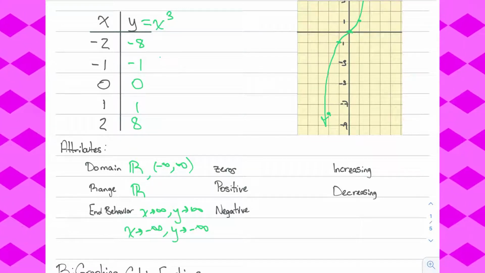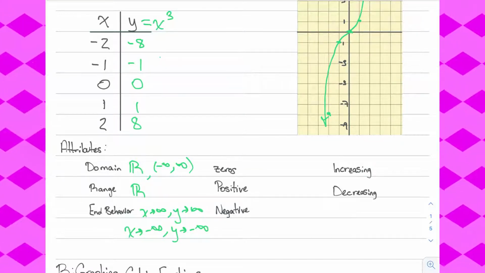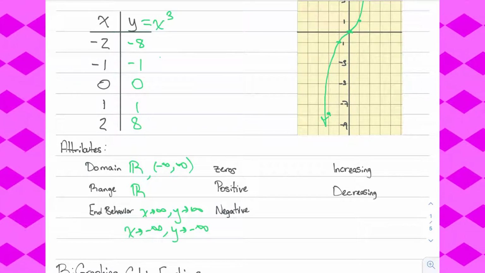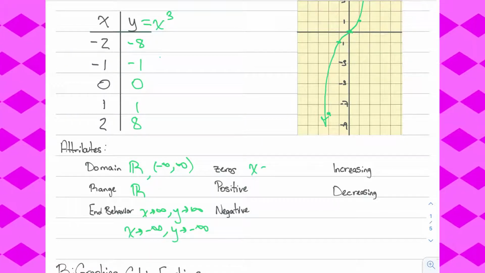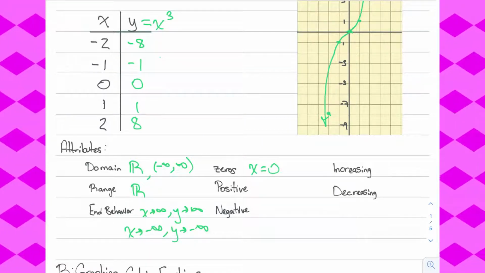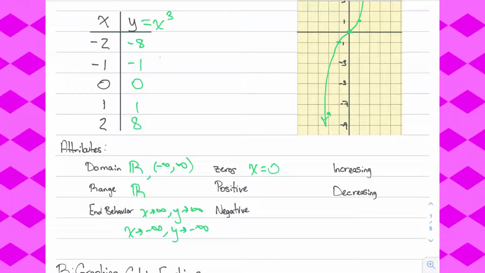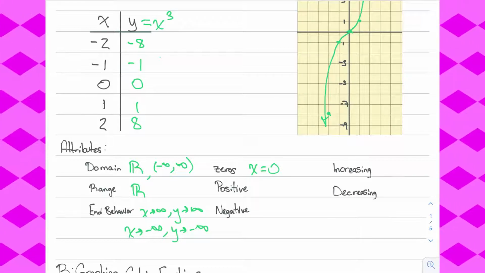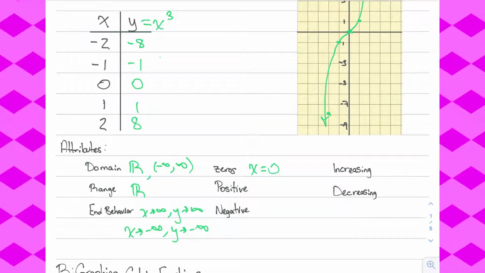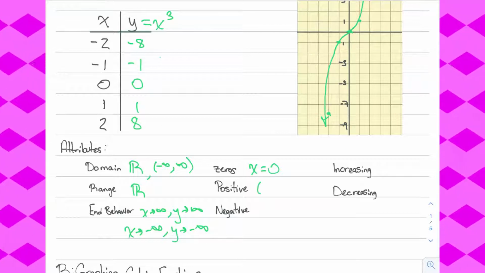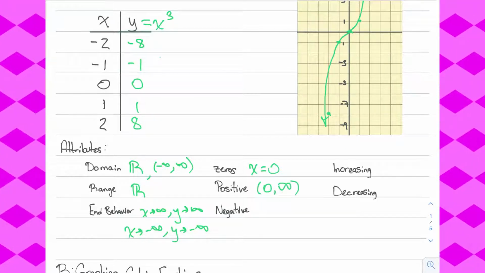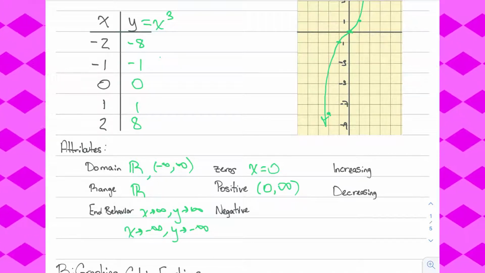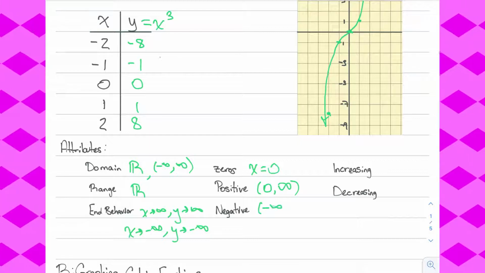Next up, we want to find where it's 0, where it's positive, where it's negative. Zeros are where it crosses the x-axis. This function has exactly 1 zero, and it's at x equals 0. Now, to the right of that, it's above the x-axis, so it's positive from 0 to infinity. And then it's negative to the left of 0, so it's negative from negative infinity to 0.